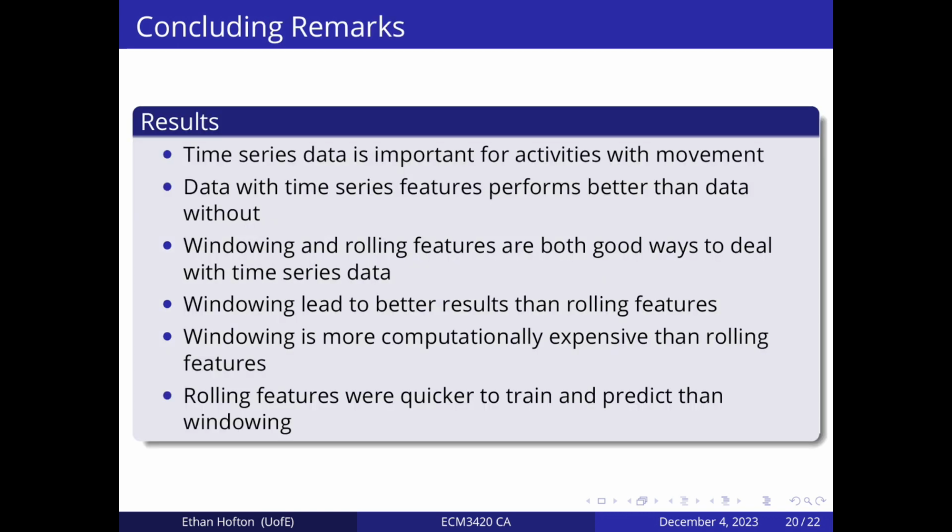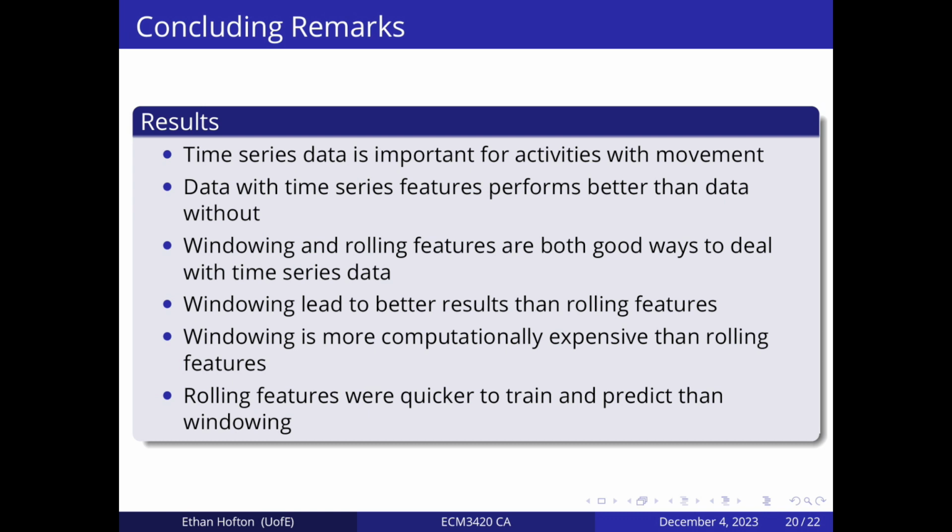In conclusion, we have shown that the device accelerometer data can be used to interpret the type of activity a person is doing. We have also shown that the time series information is very important for accurately classifying the data. We've shown that the windowing method can be more accurate than the rolling features method, but also requires more parameters and takes longer to train.